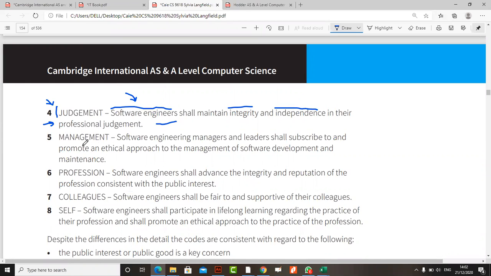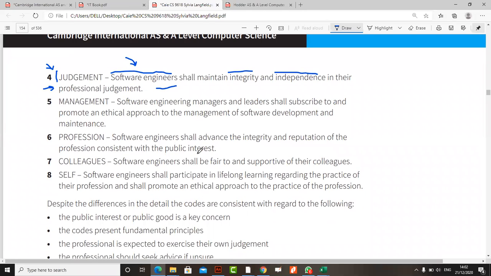The management. Software engineer managers and leaders shall subscribe to and promote an ethical approach to the management of software development and maintenance. There should always be an ethical approach to the management of software development and maintenance. There are certain things that come within the ethics, so we have to follow that.